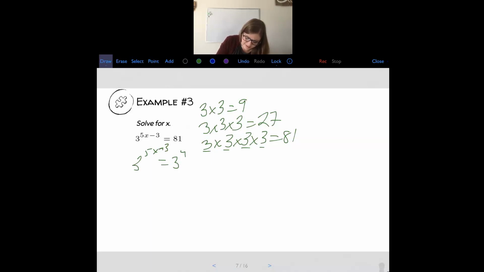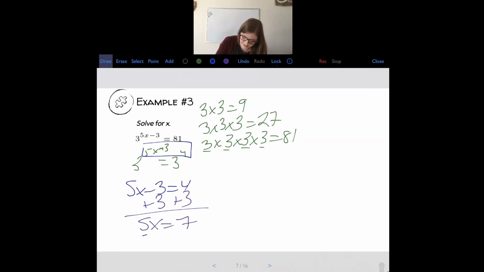So since our bases are the same, we can set the exponents equal to each other. So we have 5x minus 3 is equal to 4, and we solve this like we would any other linear equation. So we have 5x equals 7, divide both sides by 5 to get x equals 7 over 5. Okay, so that would be our final answer.